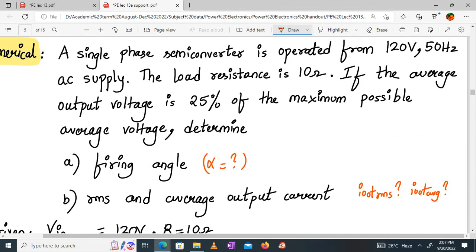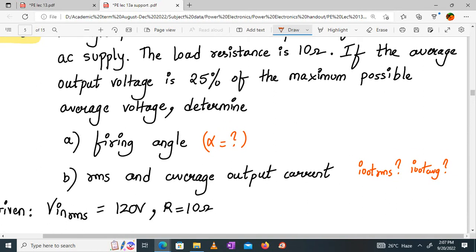First of all, write the given data. V in RMS is 120. So what will be Vm? 120 root 2. Are you all following? See, you should understand. You should not just sit there and listen. If you are not following, please ask.